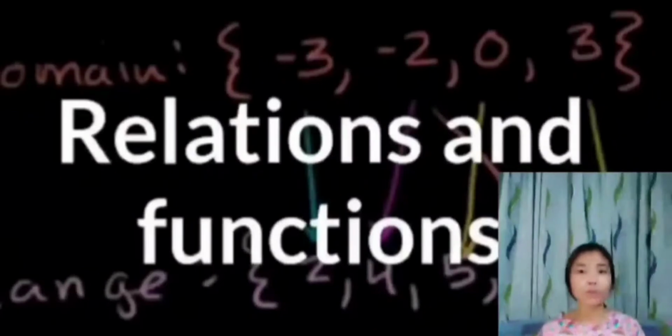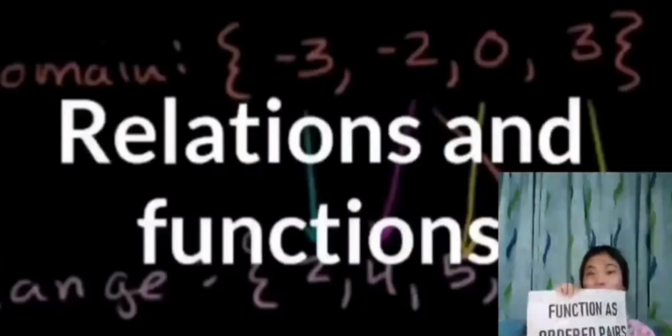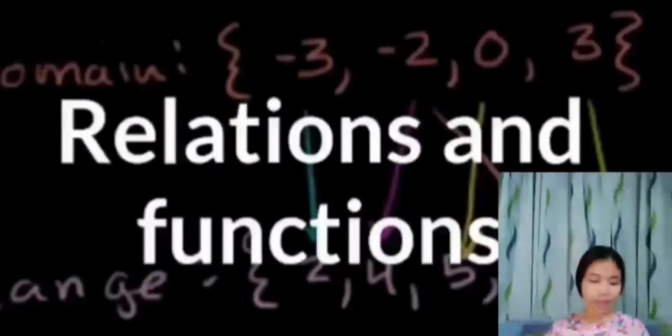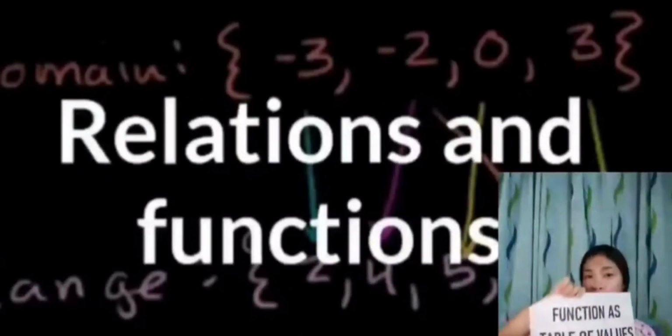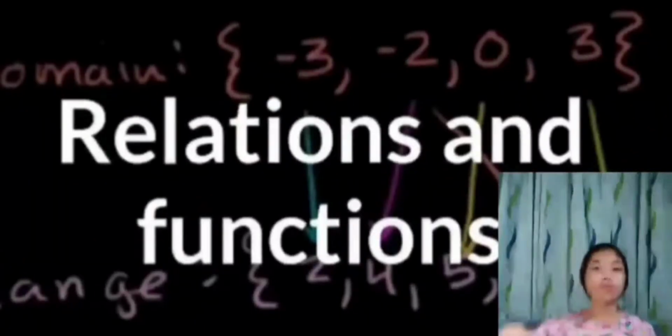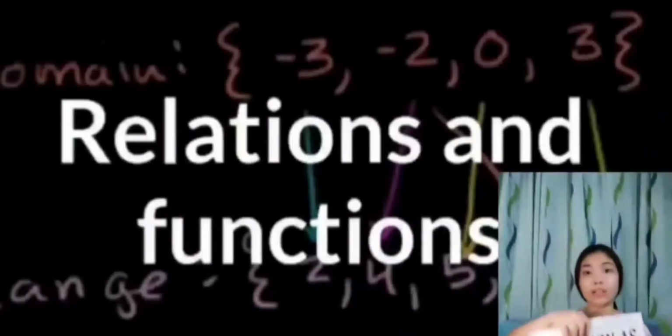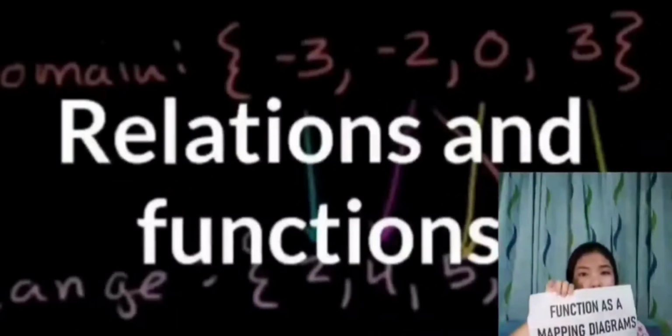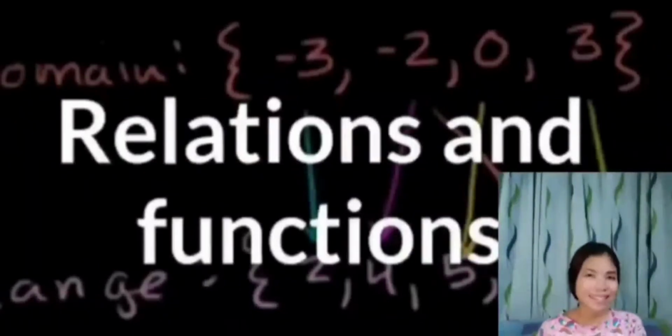So before I begin, there are 5 ways to represent a function. So what are they? First, function as ordered pairs. Second, function as table of values. Third, function as equations. Fourth, function as graph. Fifth, function as a mapping diagram. So without further ado, let's get started.